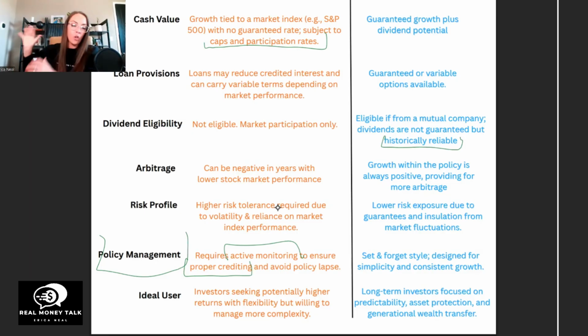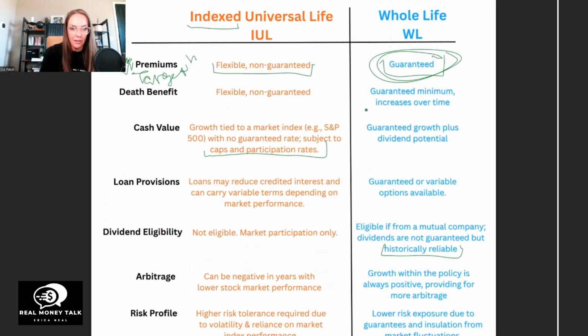So again, if you're a long-term investor focused on predictability with your cash, you want to have asset protection, you want to be able to go invest in other assets that do carry risk, then the whole life might make sense. If you're a little bit more on the short-term side, you're looking for higher returns, a lot of flexibility, but you're willing to compensate with managing more complexity, then the IUL might make a little bit more sense. So again, I hope this helps in breaking down the difference between these and really looking at a side-by-side comparison. And that's pretty much it.